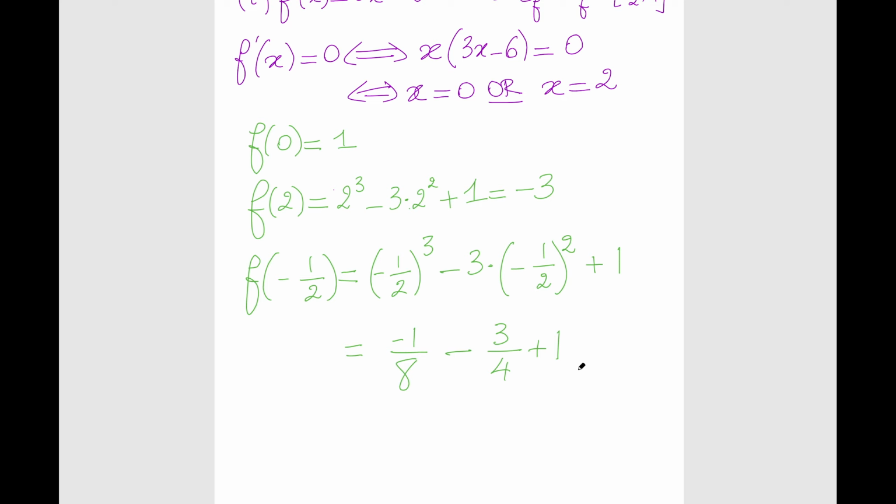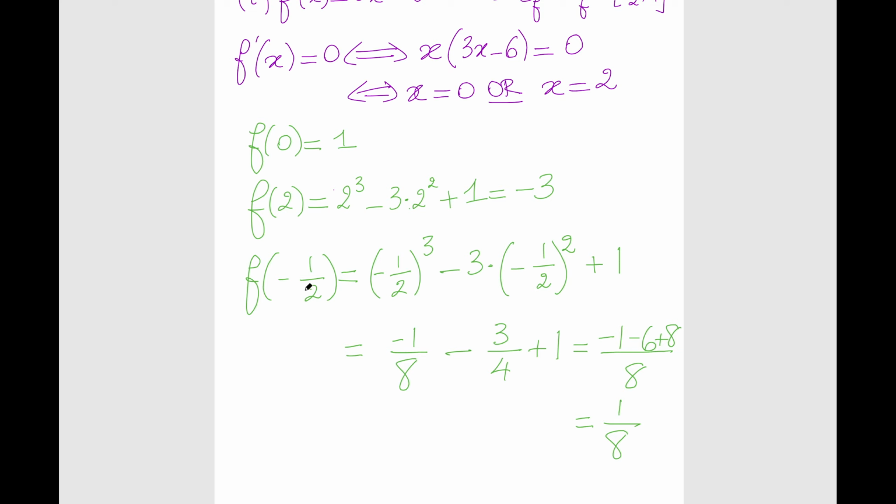Okay, same denominator, which is 8. I'm going to have minus 1 minus 6 plus 8. And this is how much? This is 1 over 8. Correct? I did the same denominator here. This is 1 over 8. So f of negative 1 over 2 is 1/8.